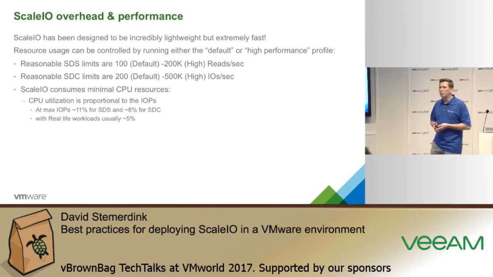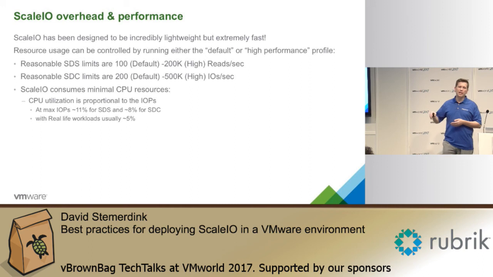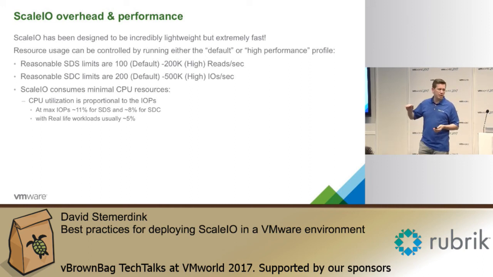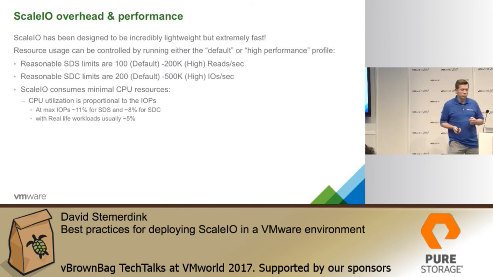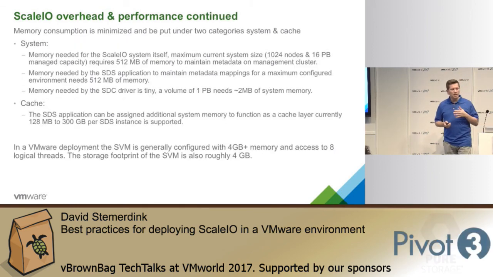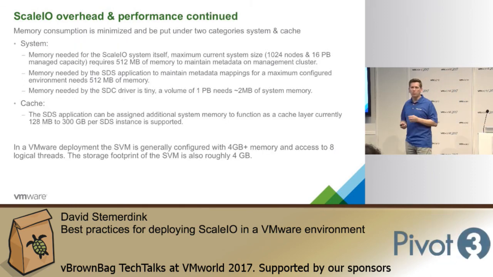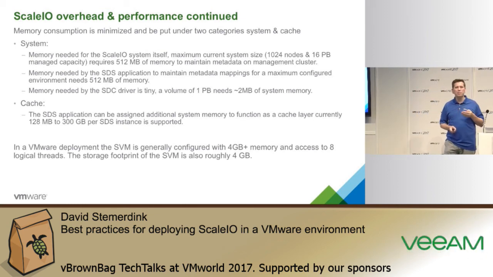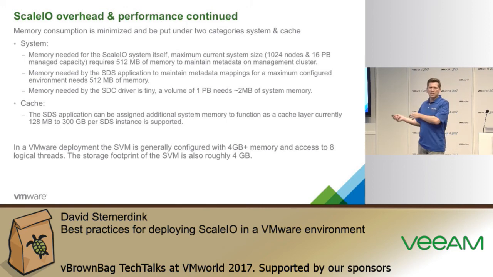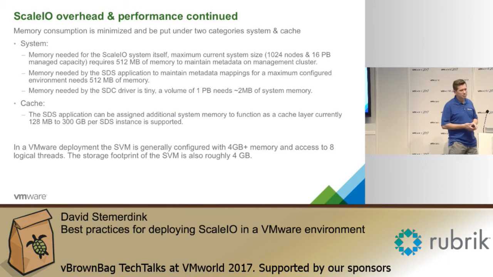In reality, we rarely see customers hit that high mark. Most of the day, we see about 5% of the CPU utilization in a system being allocated to ScaleIO, which is typically quite acceptable, I would say. The other part that is probably more relevant in a VMware environment is, okay guys, how much memory do you actually need to make this happen? Because that's where my constraint typically is for scaling an environment.